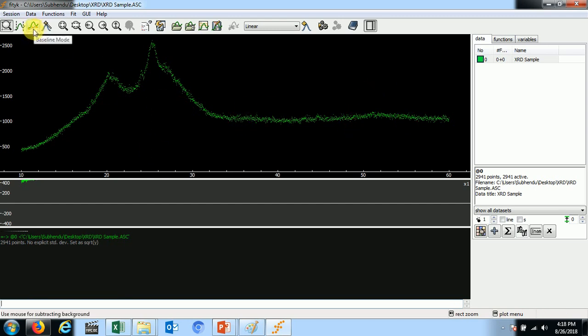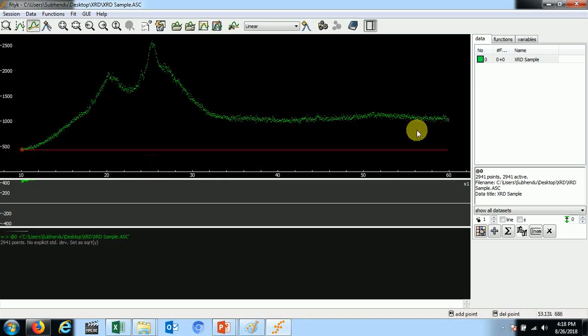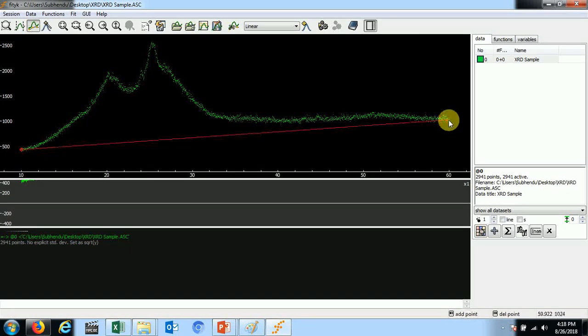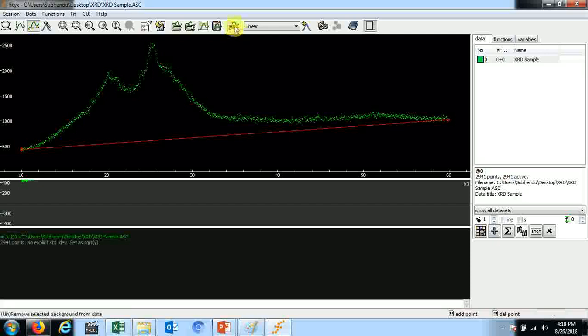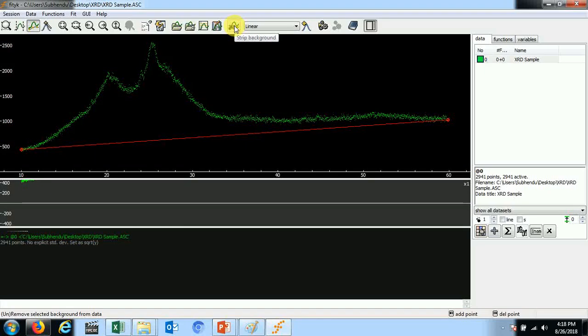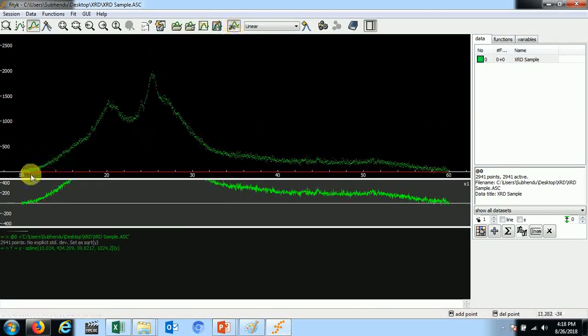Before going for the baseline correction, I have to check whether linear has been selected over here or not. Then this is the baseline mode. I have to select the start and the end point. After selecting, this is the stripping of the background. After stripping, you can see the start and the end point will come in the same horizontal line.